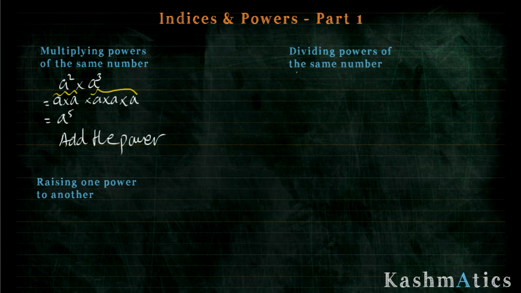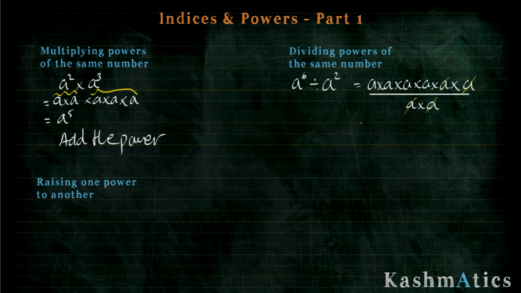Now when it comes to dividing powers of the same number, for example if I had a to the power 6 divided by a to the power 2, that would be the same as me writing a times a times a times a times a times a, 6 times, so 1, 2, 3, 4, 5, 6, all divided by a multiplied by a. And what we have here is the a's on the top and a's on the bottom, which can cancel out. So I've got 2 on the bottom, which can cancel out with 2 of them from the top, leaving me with just a to the power 4 on the top.